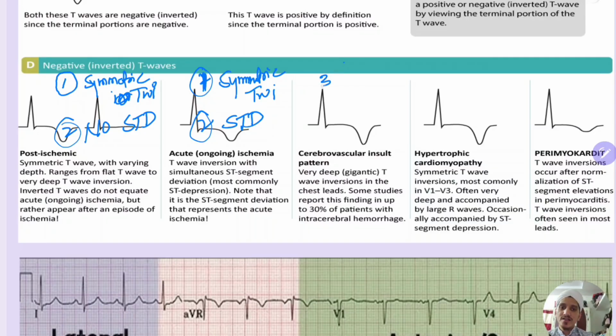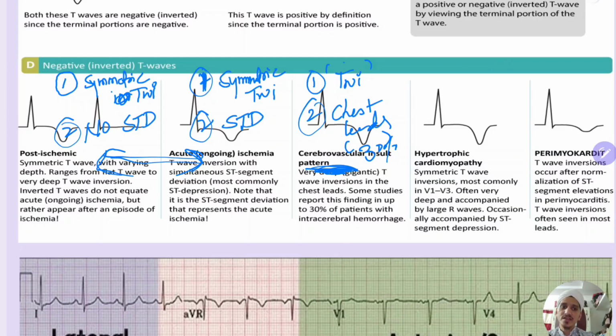Then third one, cerebral T waves. In 30% of the patients, you will have T wave inversion in chest leads, that's all. These are cerebral T waves. Okay, so these two are important actually. This one is not common and not important also. This is important, post ischemic or ischemic.